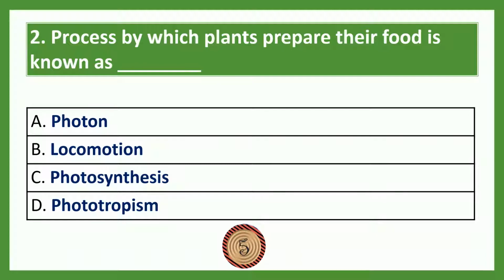The shoot system of a plant does not include option A, branches, option B, roots, option C, leaves, option D, flowers. The answer is roots. You can see in the picture that the shoot system does not include the roots.